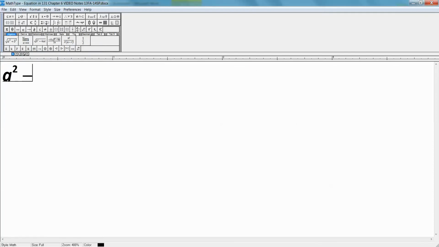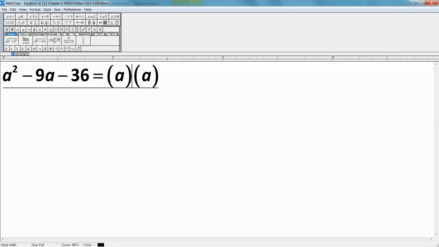It's a squared minus 9a minus 36. That's equal to, and now you're going to need an a in both places, right? You have to have 1 plus and 1 minus. That's how you're going to get the minus 36 that you need. And then I think it was plus 3 minus 12 was what we came up with. And there you go.